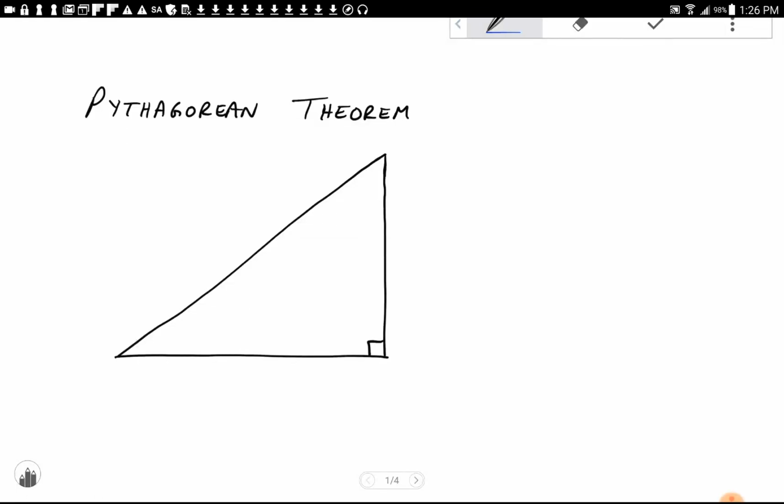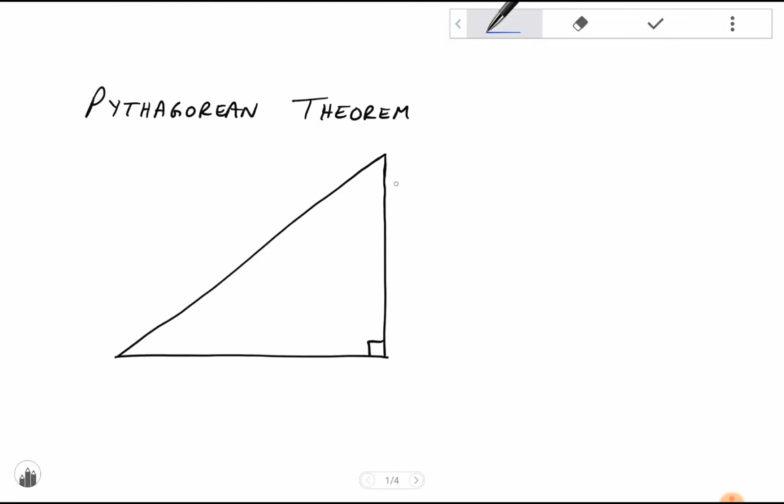Pythagorean Theorem. Right here we have a right angled triangle. So this angle right here is 90 degrees. That's what this symbol represents. This length here, the longest length in the triangle, is called the hypotenuse. Okay, so Pythagorean Theorem.